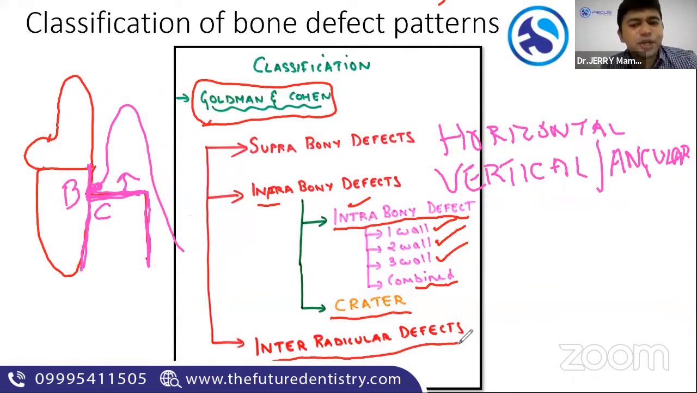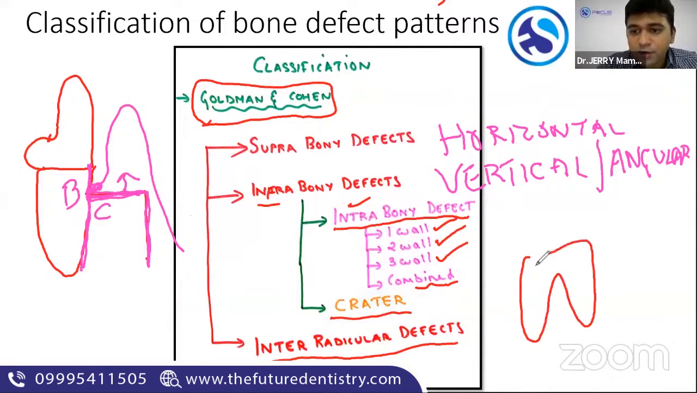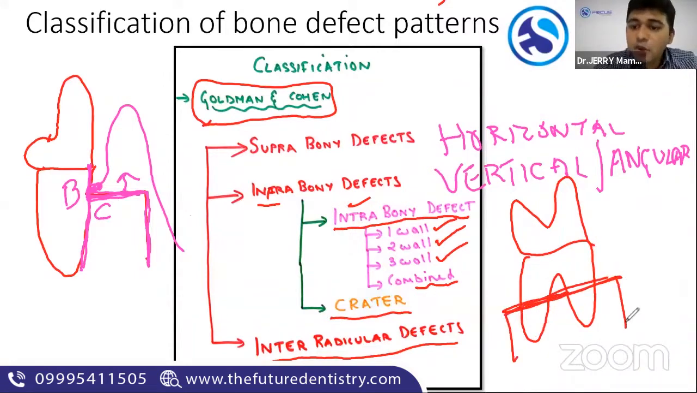Can you tell me what is interradicular defects? What defects are we talking about? In simple terms, when we talk in dentistry, what do you mean by interradicular defects? Yes, I got one. Very good. Yes, it is furcation involvement between roots. So here, we are talking about defects in the furcation area. When you see defects like this, when you see that the probe can pass through and through, then you say that it is an interradicular defect.